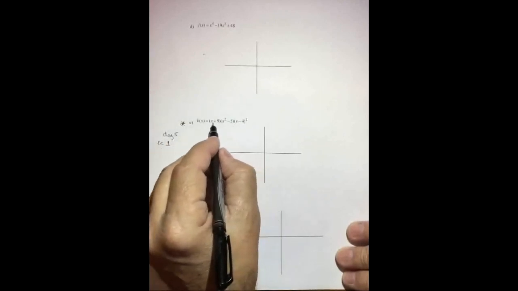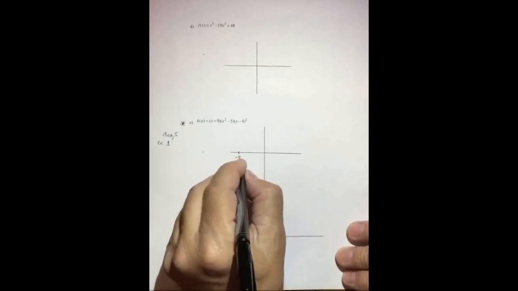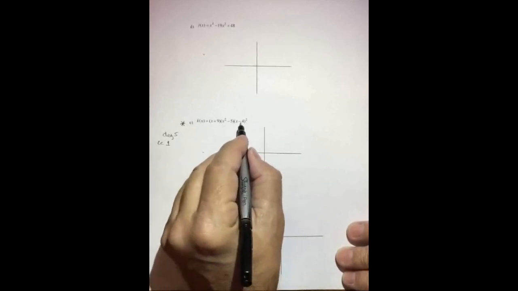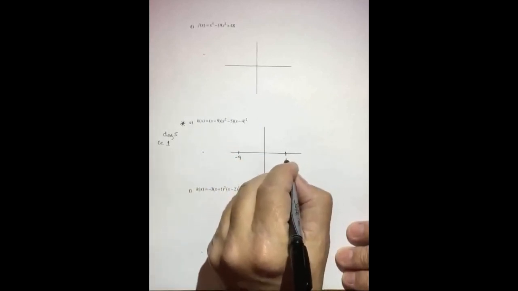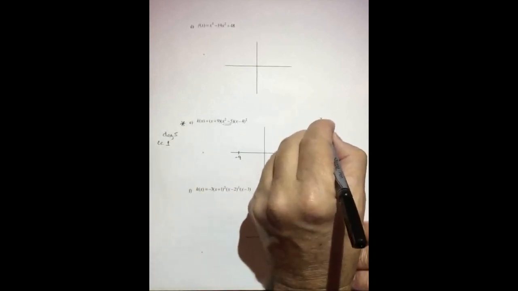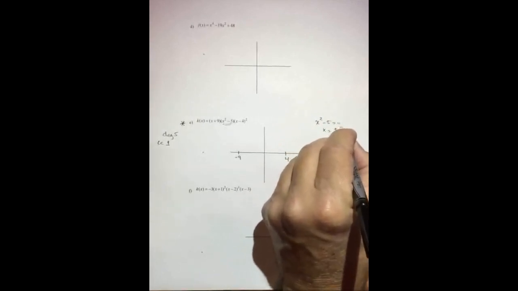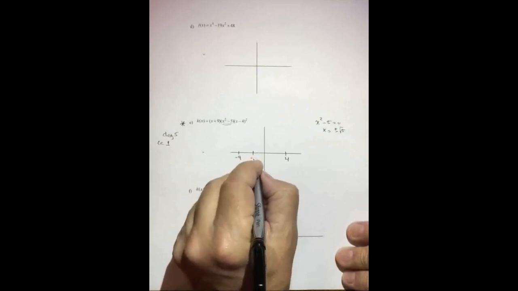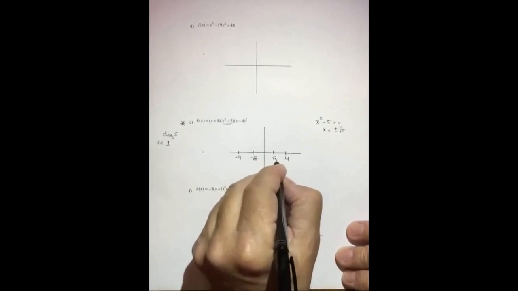And from this, we can read off the x-intercepts. We have an x-intercept at minus 9. We have an x-intercept at 4. Now here, if I set this term equal to 0, I get x is plus or minus the square root of 5. So I'm going to have an intercept at minus the square root of 5, and an intercept at plus the square root of 5.